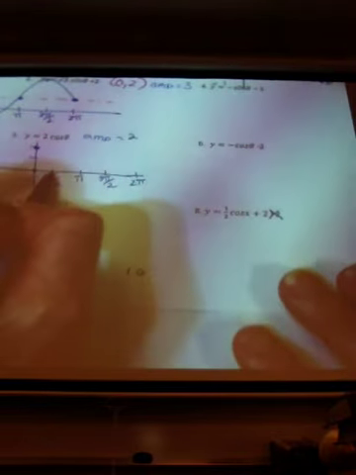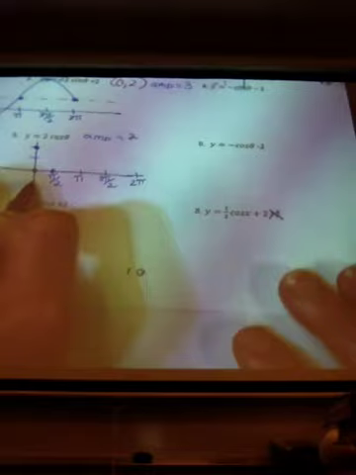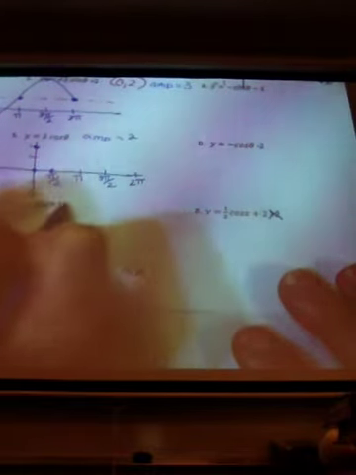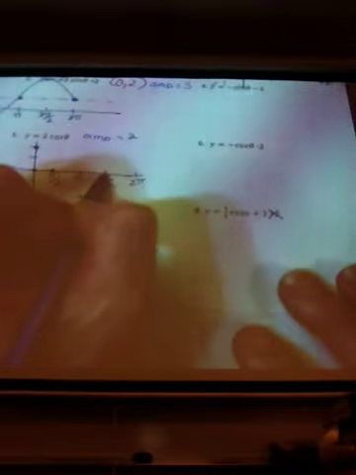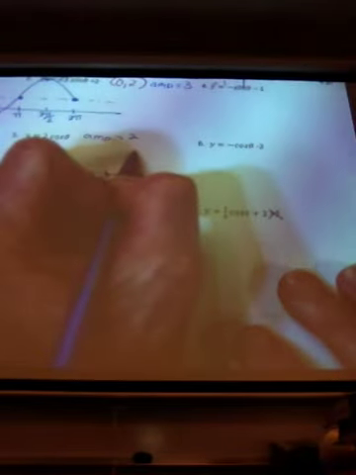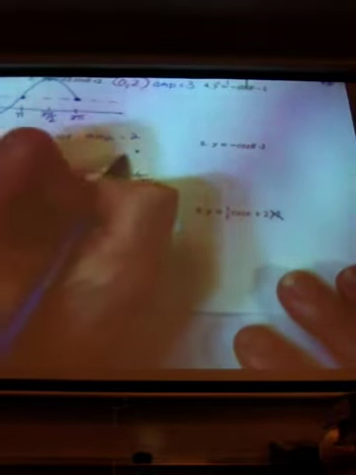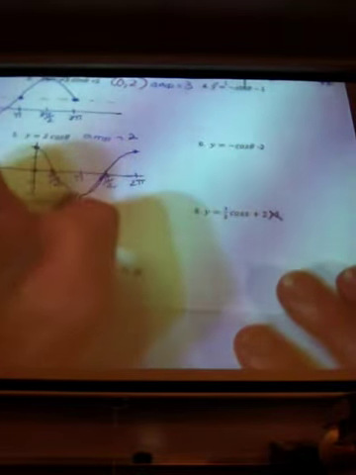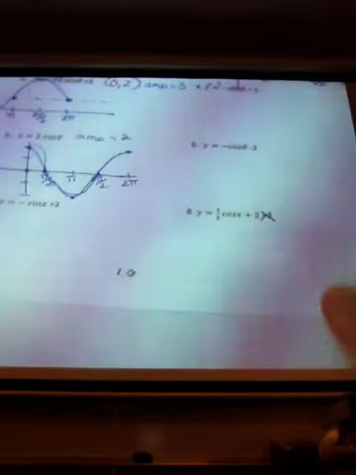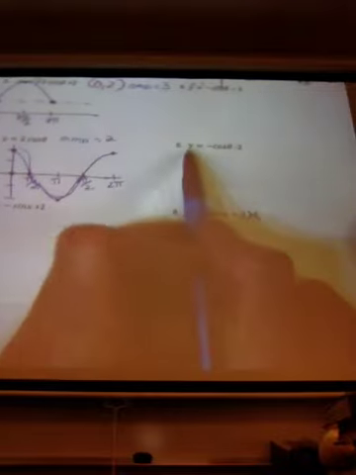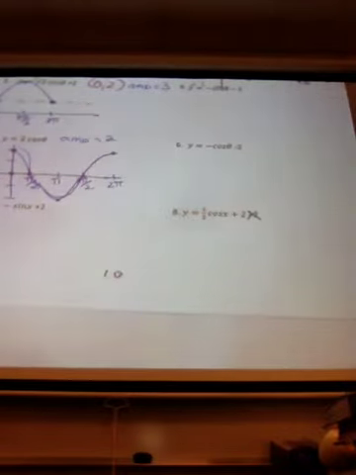Then it goes to 0, and then where does it go? Very good, to the minimum. And then it goes to 0, and then it goes to your maximum. And it's not a V, it's a curve. Very good. Okay, everybody try 6.